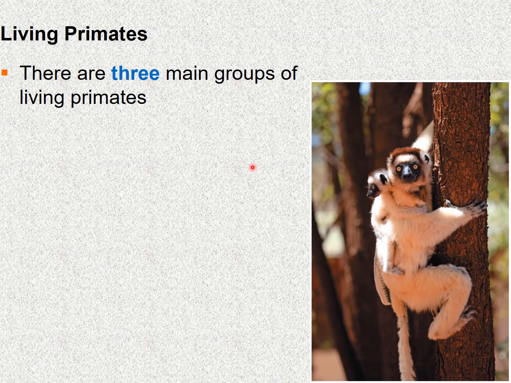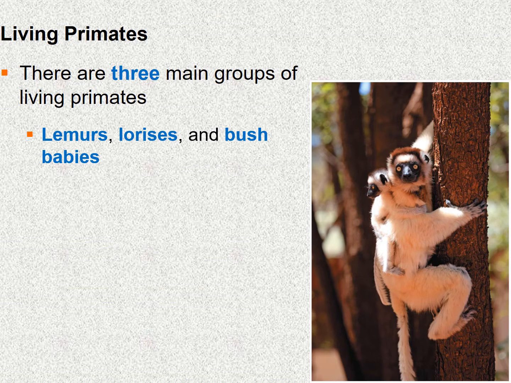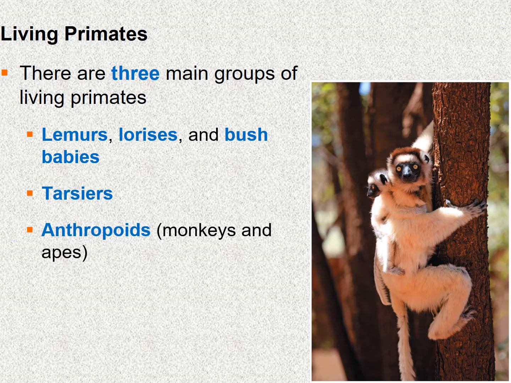Now, living primates are divided into three main groups. We have one group which includes the lemurs, lorises, and the bush babies. The second group is the tarsiers. And the third group is the anthropoids, which include the monkeys and the apes.